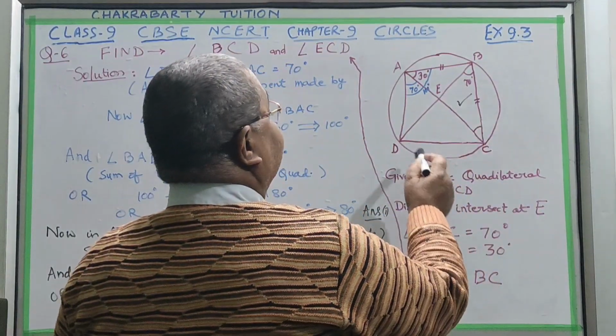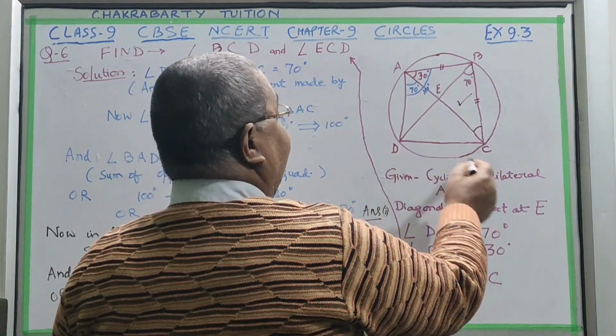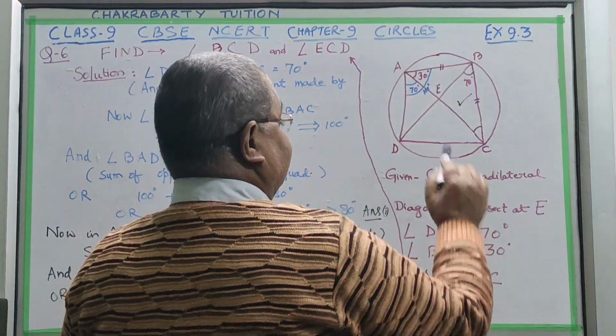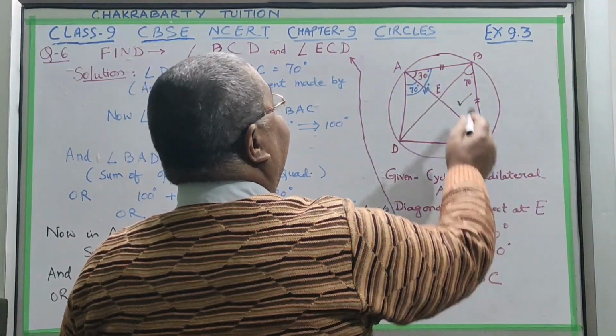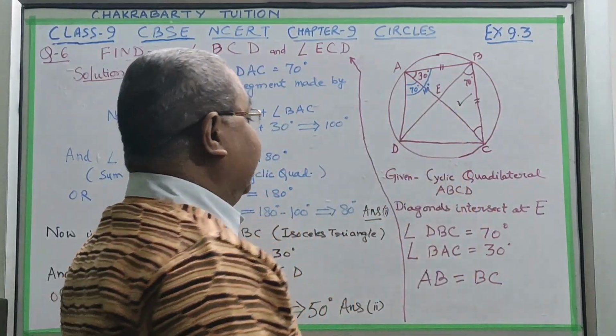Cyclic means the quadrilateral whose all 4 points are on a circle. You see, 4 points are on a circle. And the diagonals intersect: AC is a diagonal, BD is a diagonal, and they intersect at point E.